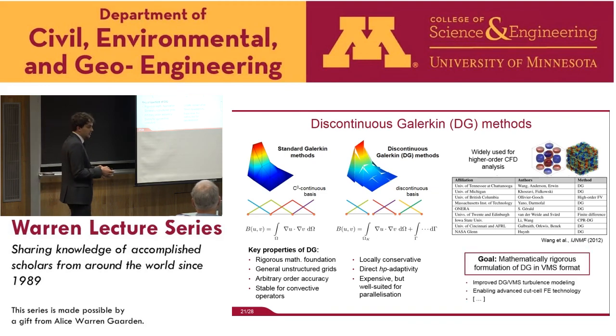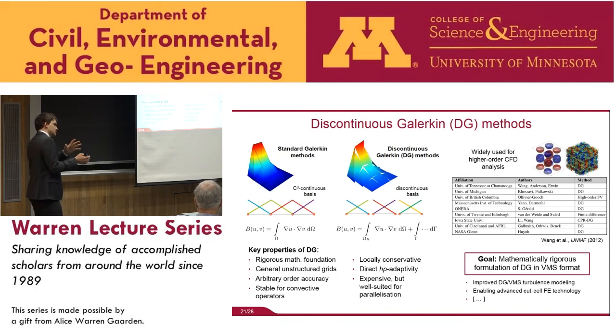So our idea is to derive a mathematically rigorous formulation of DG in terms of a variational multiscale format, which we anticipate can have significant effects in different areas. So one is it can have an improved DG-VMS capability for turbulence modeling. Another one would be enabling advanced cut cell FE technology because, as you probably remember from the slides that I showed during shell analysis, there's an intimate relation between immersed methods and the DG formulations. And there are probably many more, but these are the two we are interested in.